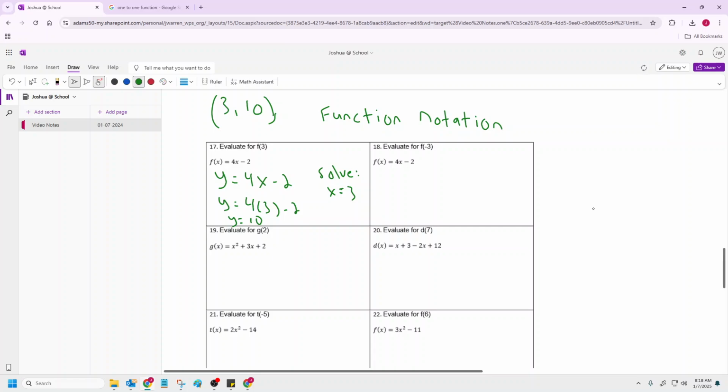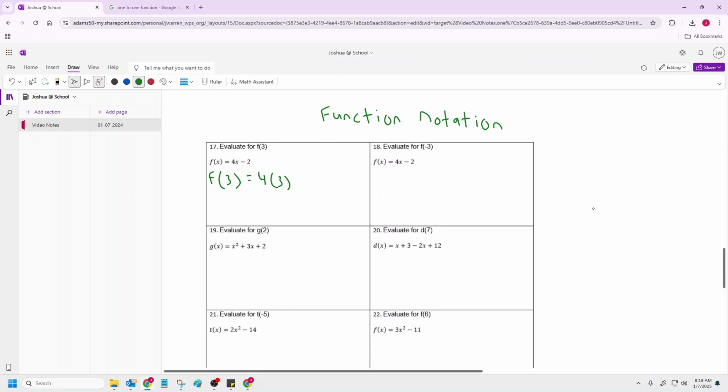I'm going to erase all this. You can rewind the video if you need to go look at it. And now what I'm going to show you is how we do this with function notation. Evaluate for f of 3. Cool. F of 3. What that means is this says f of x, so everywhere we see an x, we're going to replace it with 3. That's what it means. So solving where x is equal to 3. Oh my God, did we just do this?